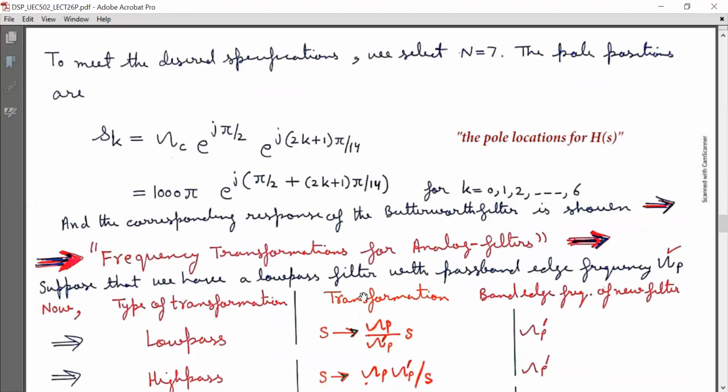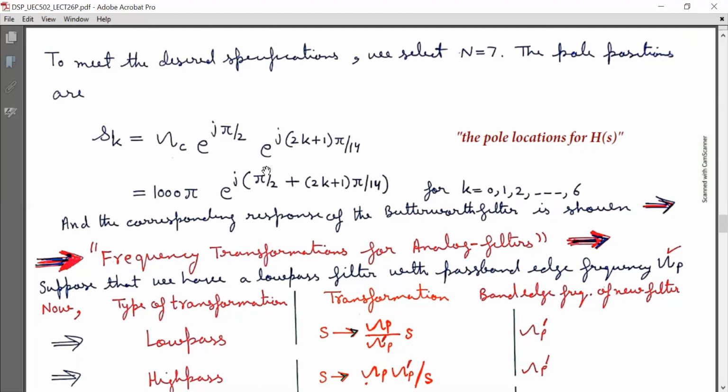Now to meet the desired specification, we have selected N is equal to 7, and the pole positions are at Sk is equal to omega c e raised to power j pi by 2, e raised to power j bracket 2k plus 1 pi by 2N. N is 7, so pi by 14. And these are the pole locations of Hs. So Sk are the pole locations of Hs, and omega c is 1000 pi. So Sk is equal to 1000 pi e raised to power j bracket pi by 2 plus 2k plus 1 pi by 14, for k 0 to 6.